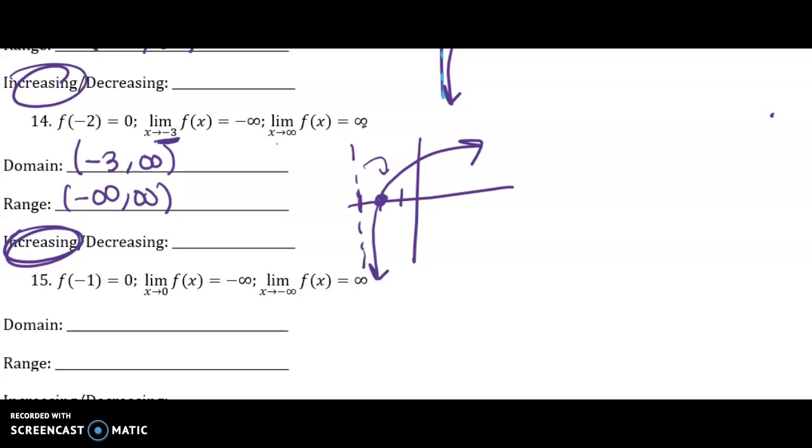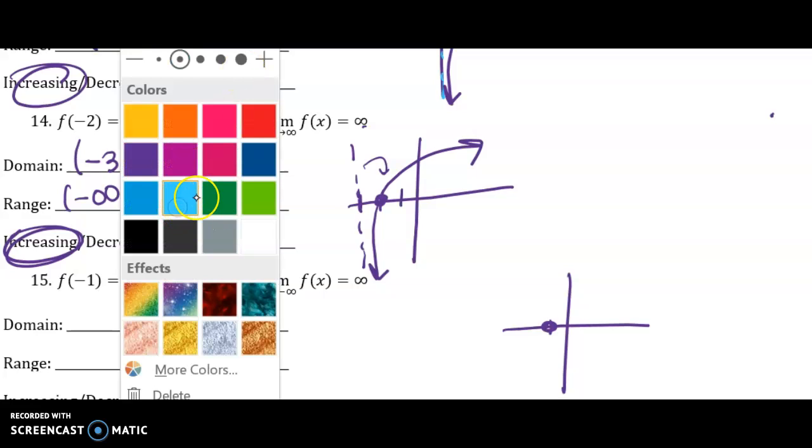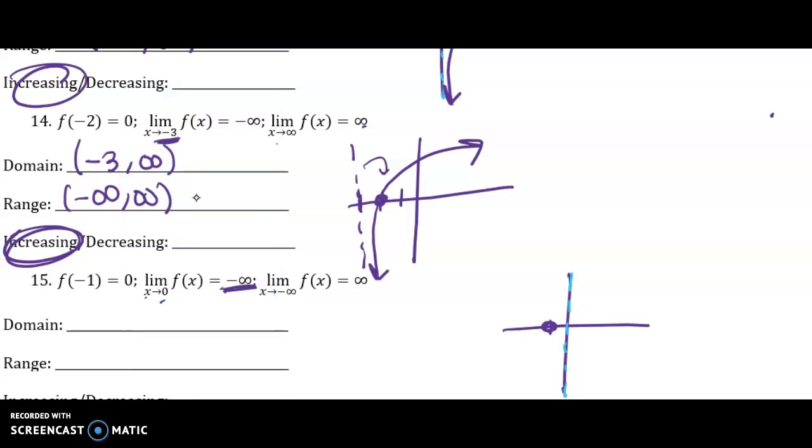And then this last one, we've got f of negative 1 equals 0. So we have that point. As x approaches 0, we get closer to negative infinity. So that makes me think that 0 is our asymptote. And as I approach, I'm getting closer to infinity. And then as x approaches negative infinity, I'm going to infinity, so I'm getting bigger that direction.